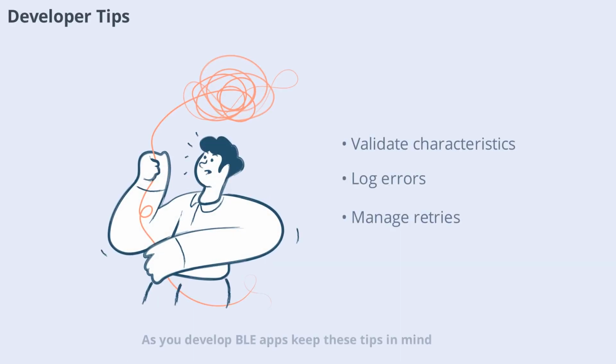As you develop BLE apps, keep these tips in mind. Always validate characteristics before operations, log errors for debugging, and manage retries carefully. Use command queues to avoid operation conflicts and make data copies for thread safety. By staying organized and following these guidelines, you'll avoid common pitfalls and build apps that users can rely on.